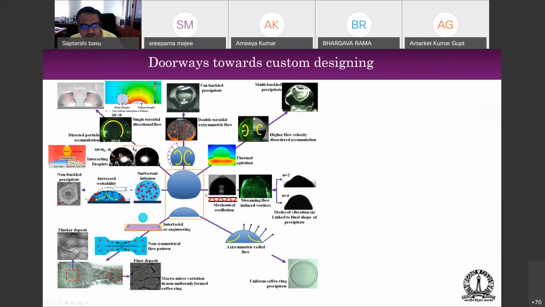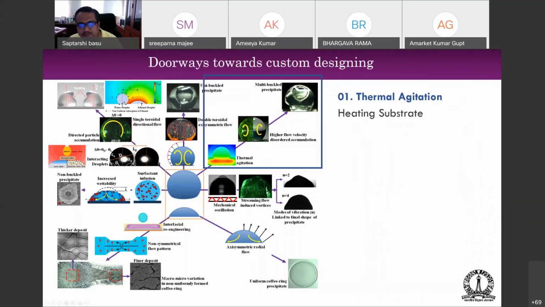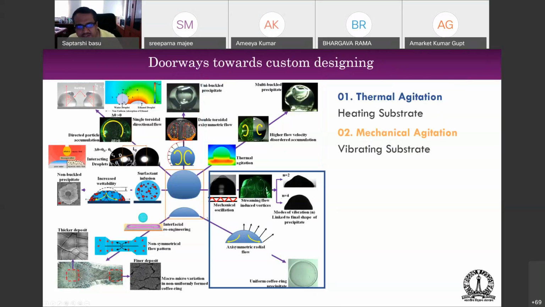So at the center, you always have a droplet. Now, what happens is that when you actually heat the substrate, okay, you have something called thermal agitation. This can actually lead to certain shape characteristics of the droplet, which is something which is very interesting. And then if you have mechanical agitation on the surface, basically you oscillate the surface, it leads to certain vertical flows within the droplet because of mean streaming. And as a result of that, you get different surface patterns. Okay, so this is what we call mechanical agitation.